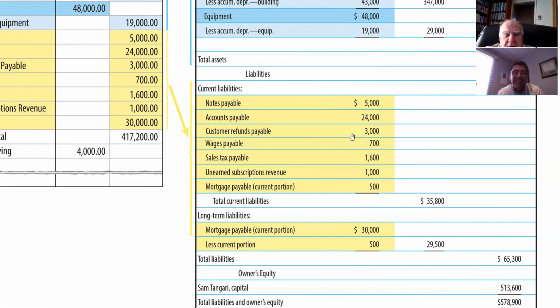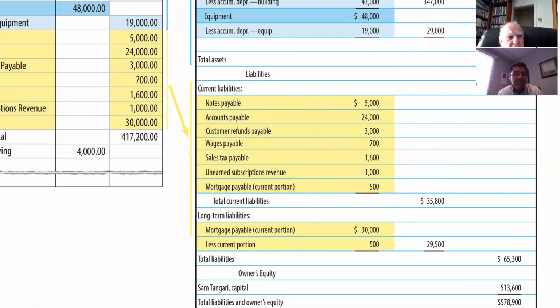Current liabilities are the ones we're going to pay within a year, within a fiscal year. Notes payable can be long-term or current. You can have both on the same note. If you have a note that's going to be paid over, say, 10 years, the first year of that is going to be current.